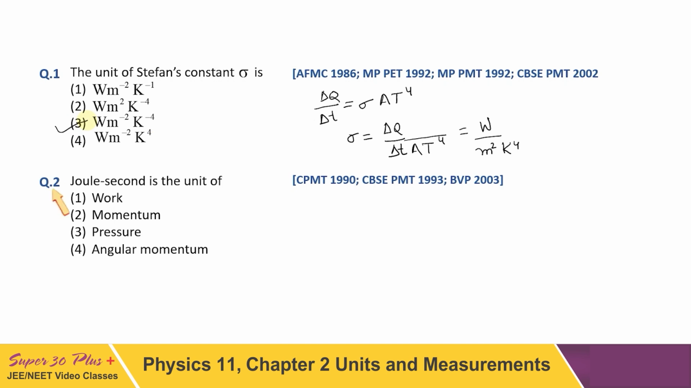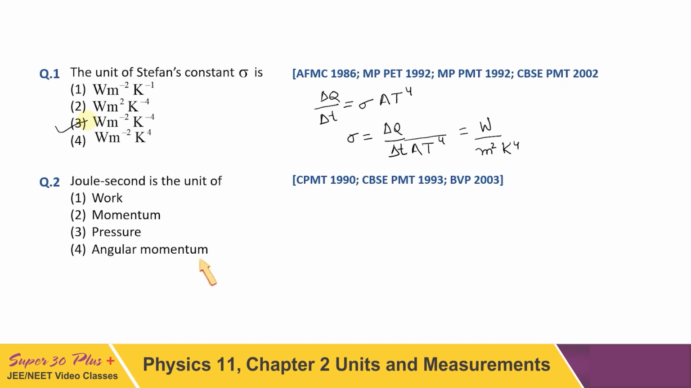It is saying joule second is the unit of. Four options are provided. One is work. Now we know work does not have the unit joule second because work itself is joule. Next is momentum. Momentum is force into time, that is impulse, so this also won't be joule second. Third one is pressure. Pressure we know is force upon area. This also cannot be correct. The fourth is angular momentum.